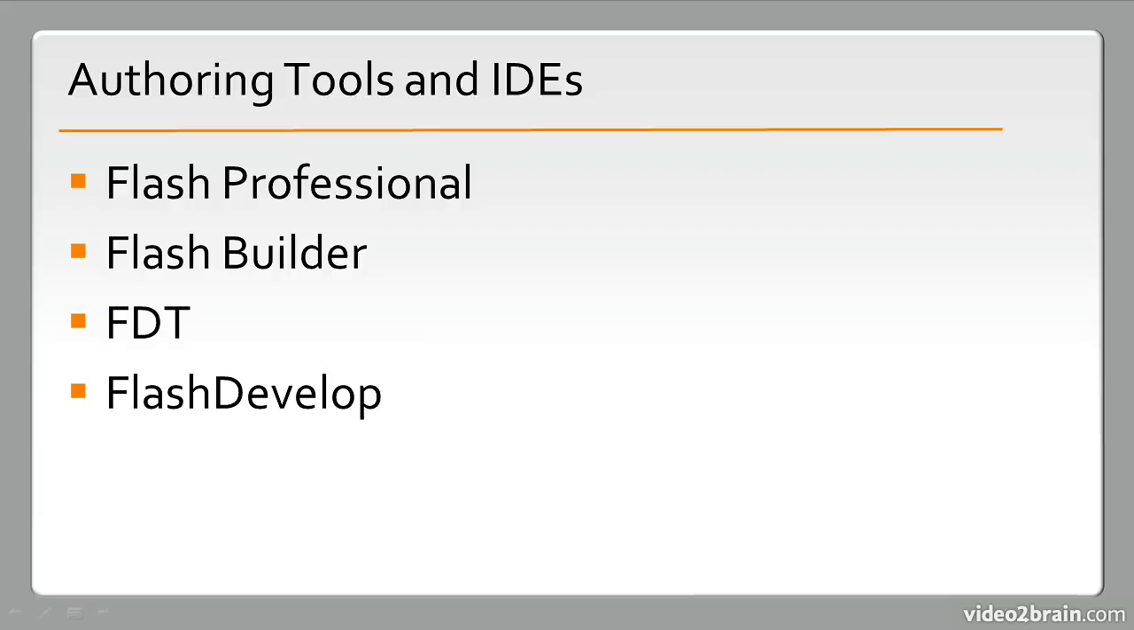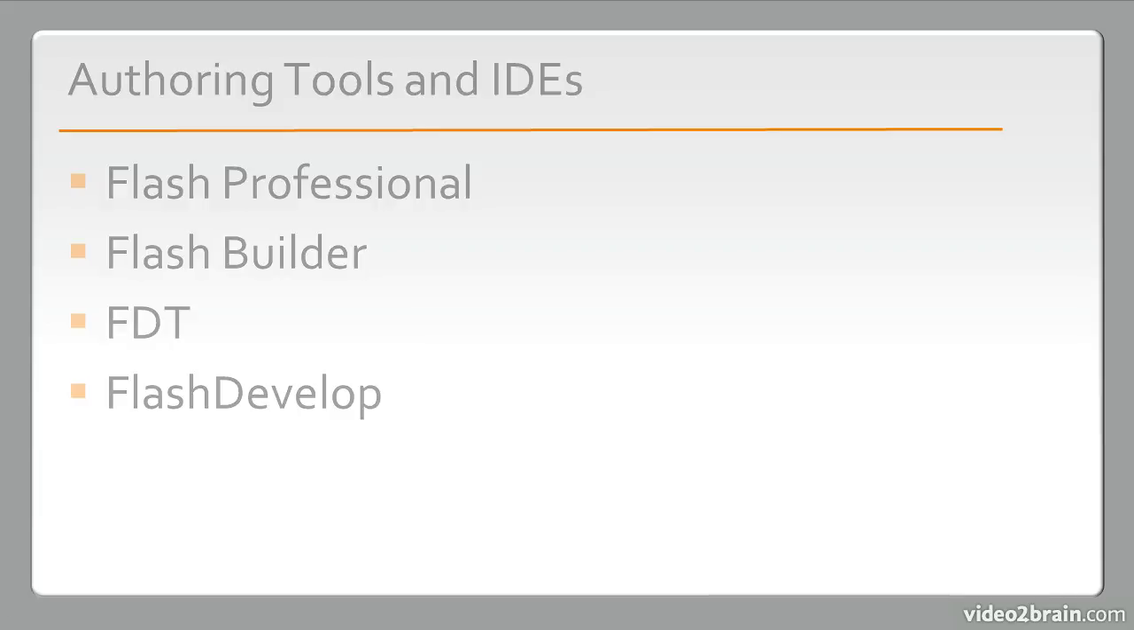Flash Professional and Flash Builder are both Adobe products. One is geared toward general use, and Flash Builder is more specifically geared toward Flex and ActionScript development. FDT and Flash Develop are both primarily focused on ActionScript and Flex development. So these last three, Flash Builder, FDT, and Flash Develop, are IDEs that are used for mostly application development, but can be used for a number of different things, even game development.